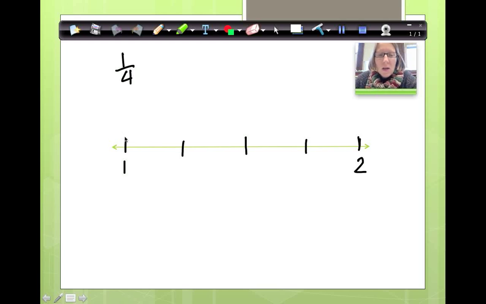So if I have 1, what would 1 whole be in fourths? How many fourths is 1 whole? Well, that would be 4 fourths, right? Now, 1 more fourth past that would be 5 fourths. 1 more fourth past that would be 6 fourths. 1 more fourth past this would be 7 fourths. 1 more fourth past that would be 8 fourths. Now, does that make sense?